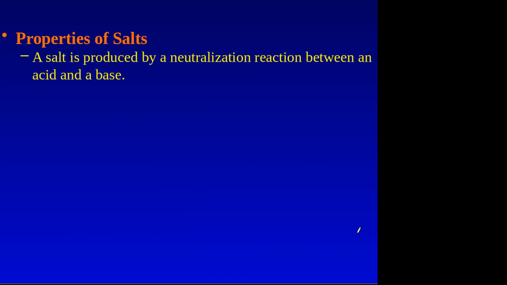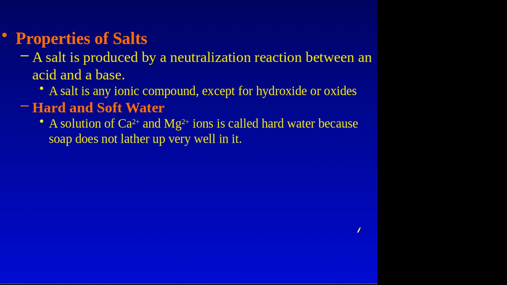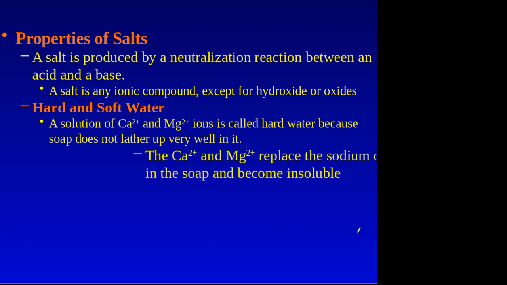All right. So when we put an acid and base together, they will produce salts. A salt is an ionic compound except for the hydroxide and oxides, because those hydroxides and oxides are part of the acids and bases. And a solution can contain ions because it's called hard water because it interferes with the ability of soap. And so what we're talking about is things dissolved in our liquids, and how these things get dissolved in our liquids.